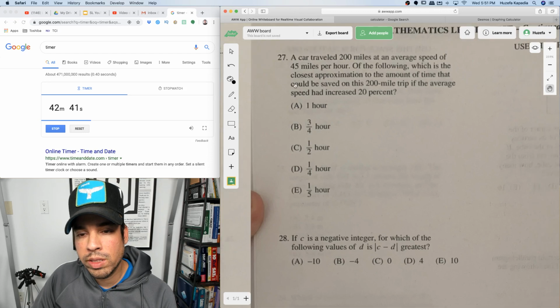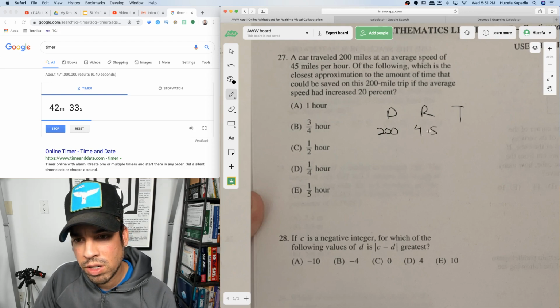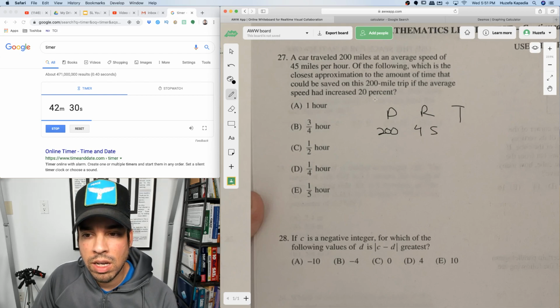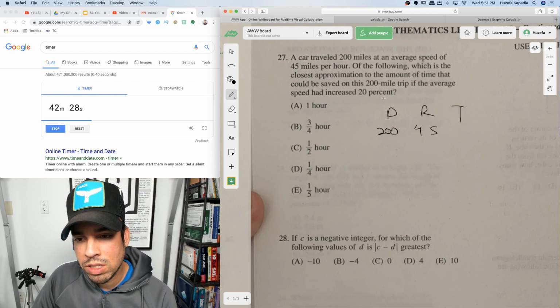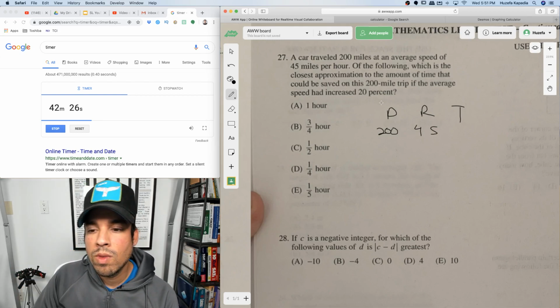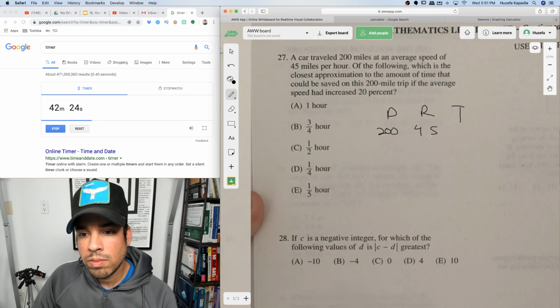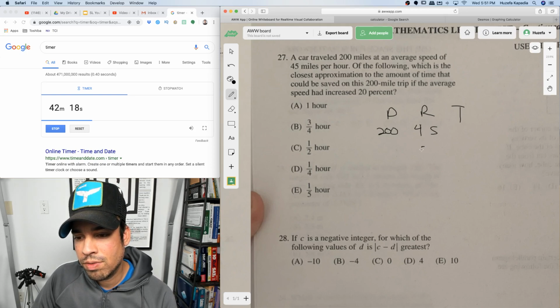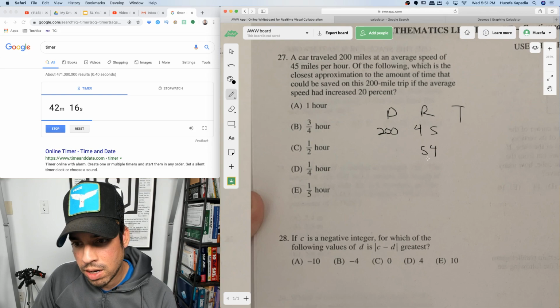Number 27. The car traveled 200 miles at an average speed of 45 miles per hour. Which of the following is the closest approximation to the amount of time that could be saved on the 200-mile trip if the average speed increased by 20%? So average speed is increased by 20%. That's 0.2 times 45, which is 9. 9 plus this is 54. So it could have gone 54 miles per hour.